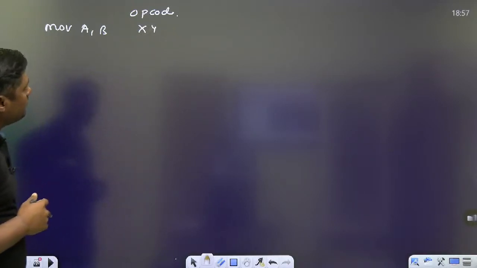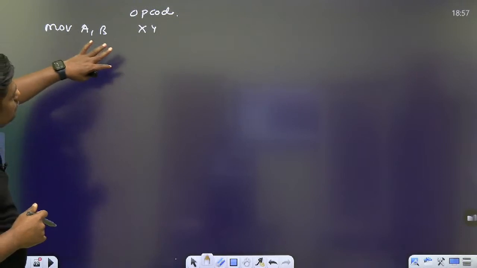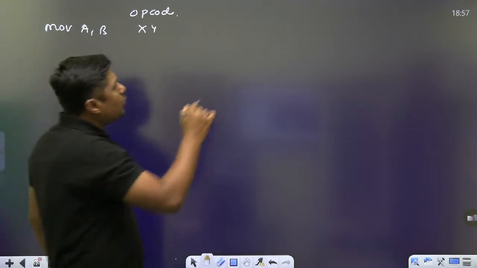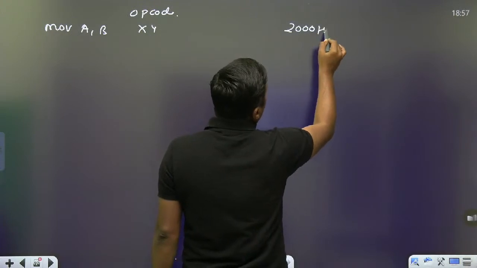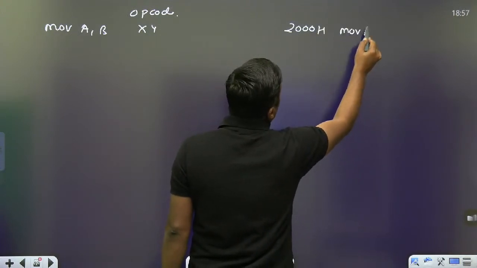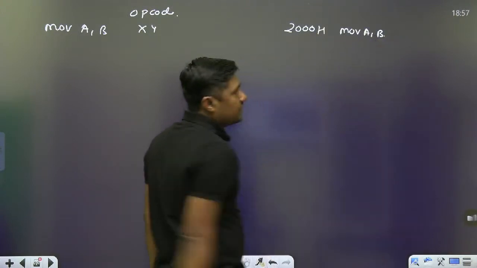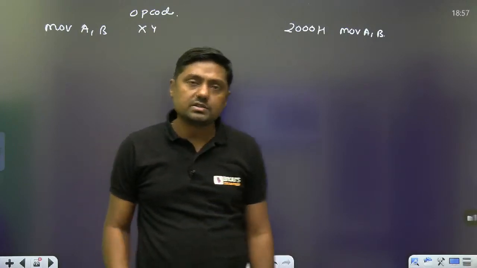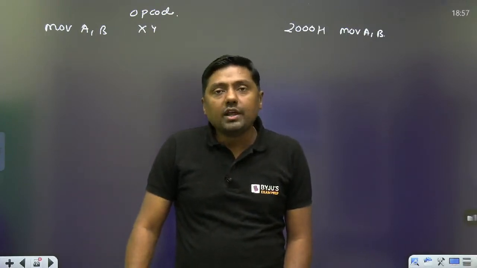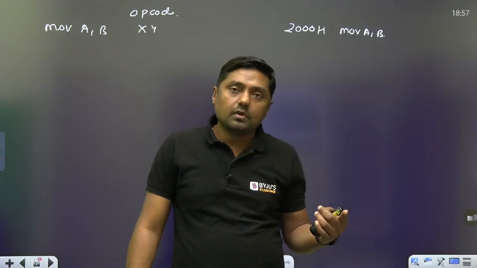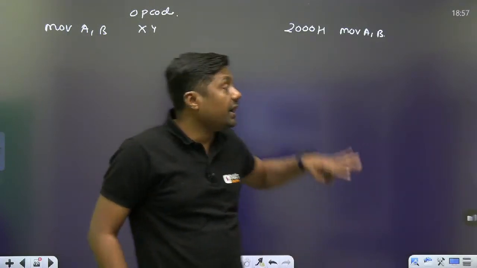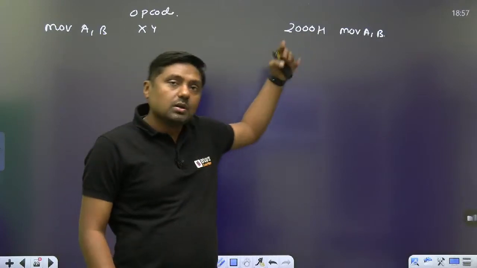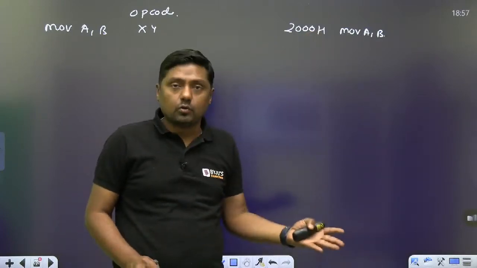Move A comma B. So to store this opcode, only one memory location is required. And that's why it is called a 1 byte instruction. And what about the A? That is inside the accumulator, inside the microprocessor. What about the B? That is inside the microprocessor. And we are writing the program in the memory, and that is outside the microprocessor.